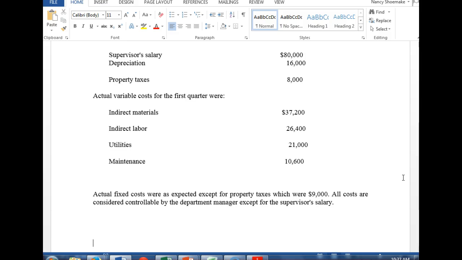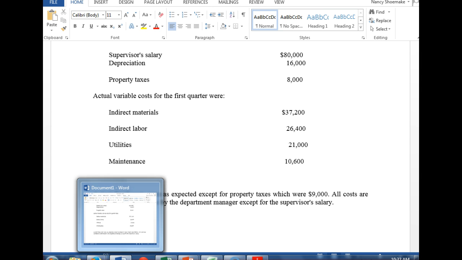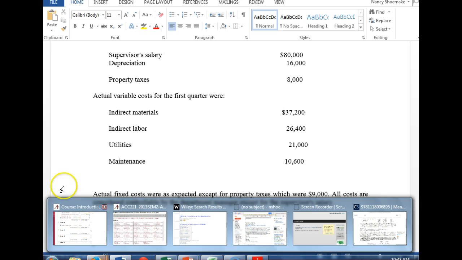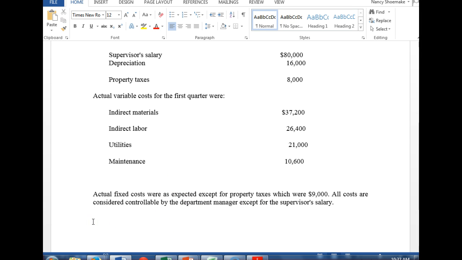But the actual variable costs for the first quarter were the indirect materials of $37,200, the indirect labor of $26,400, and the utilities of $21,000, along with maintenance of $10,600. Actual fixed costs were as expected, except for property taxes, which were $9,000. All costs are considered controllable by the department manager except for the supervisor's salary. So our job, it helps to give you what the job is. You're supposed to prepare a manufacturing overhead responsibility performance report for the first quarter. And this is going to show you the favorable or unfavorable. Do you guys get what I'm saying? Are y'all good with this?